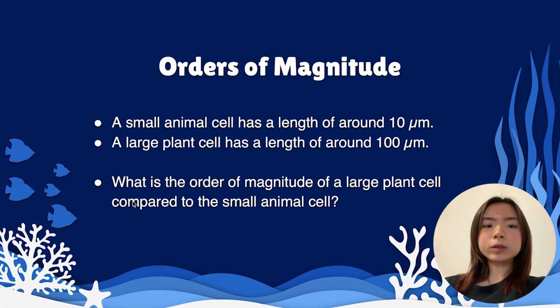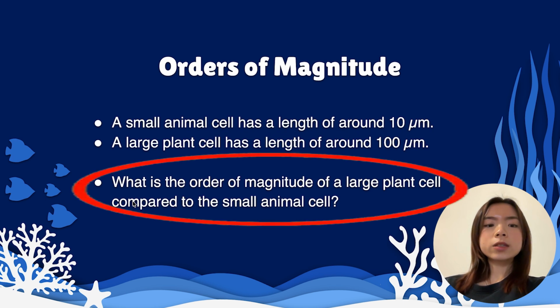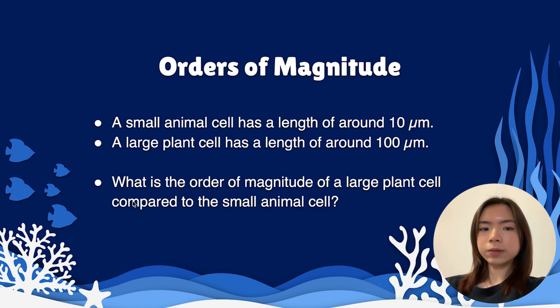A small animal cell has a length of around 10 micrometers. And remember the units here, that looks like this, which describes micrometers. And in general, animal cells are smaller than plant cells. So let's say we have a small animal cell and we have a large plant cell. And the large plant cell has a length of around 100 micrometers. The question is, what is the order of magnitude of a large plant cell compared to the small animal cell?